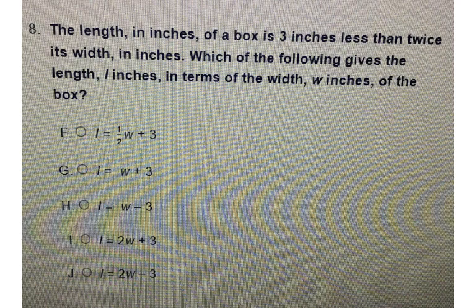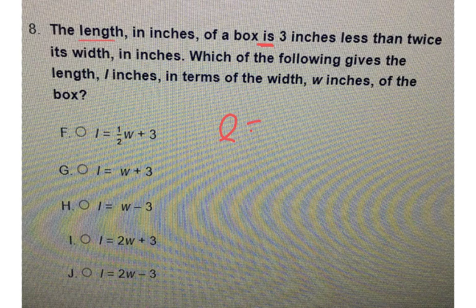The length of a box is. So length, I'm going to use the variable L to represent length. Anytime I see the word is in a math sentence, what do I think of? Is means equals. Length is, that means length equals 3 less than twice the width.